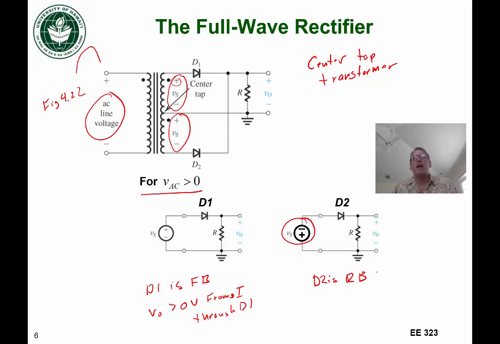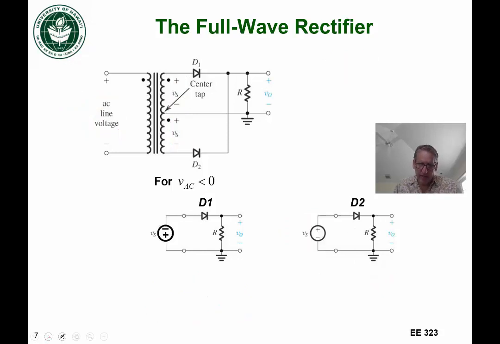And nothing is essentially happening with diode 2. Okay, let's look at another case here. Now we're going to look at the case where the input AC waveform is less than 0. So now the negative portion here of Vs from our center tap transformer is actually going to be positive, and the positive side of Vs is going to be negative.